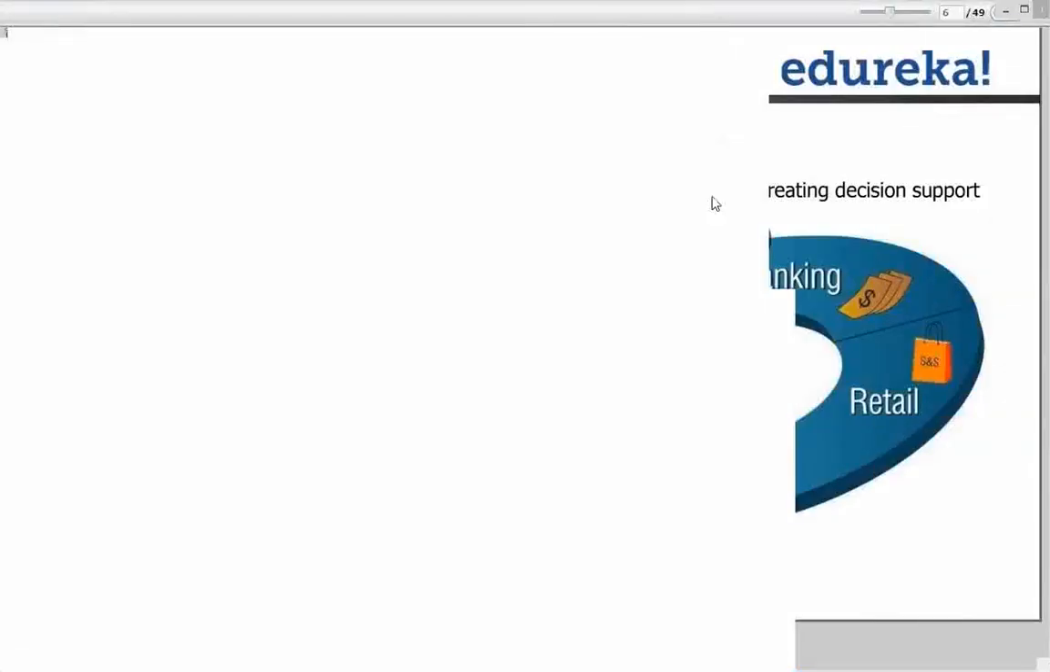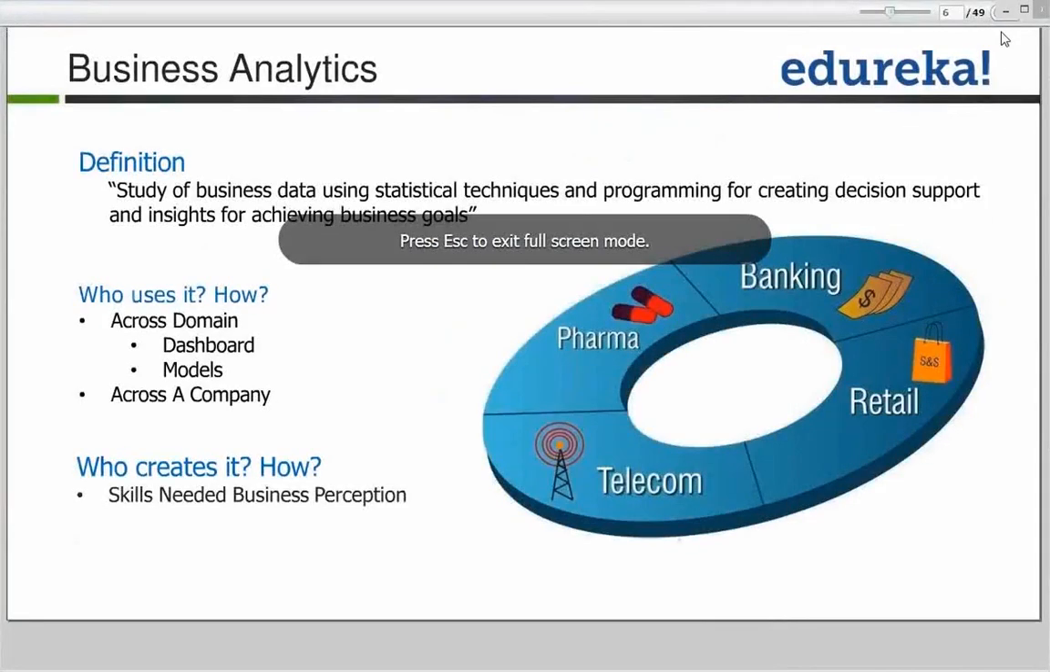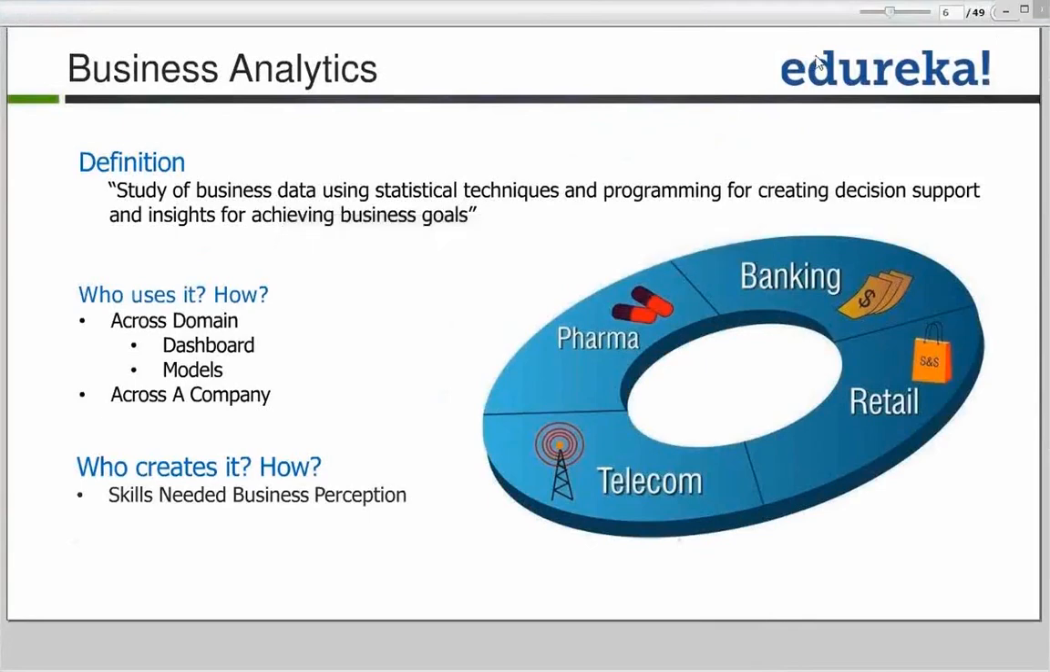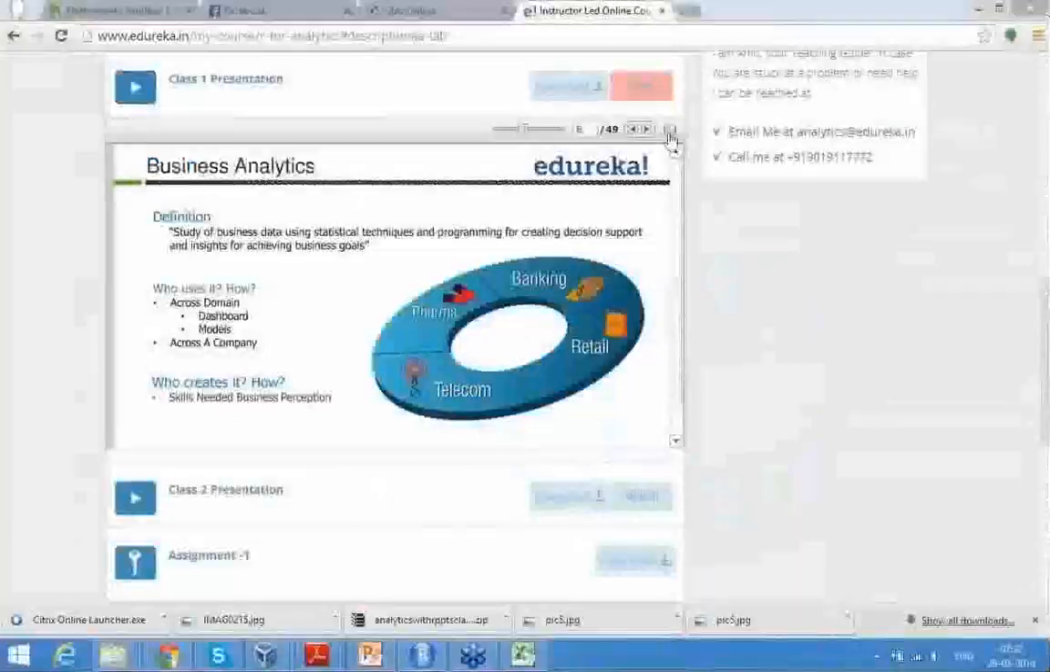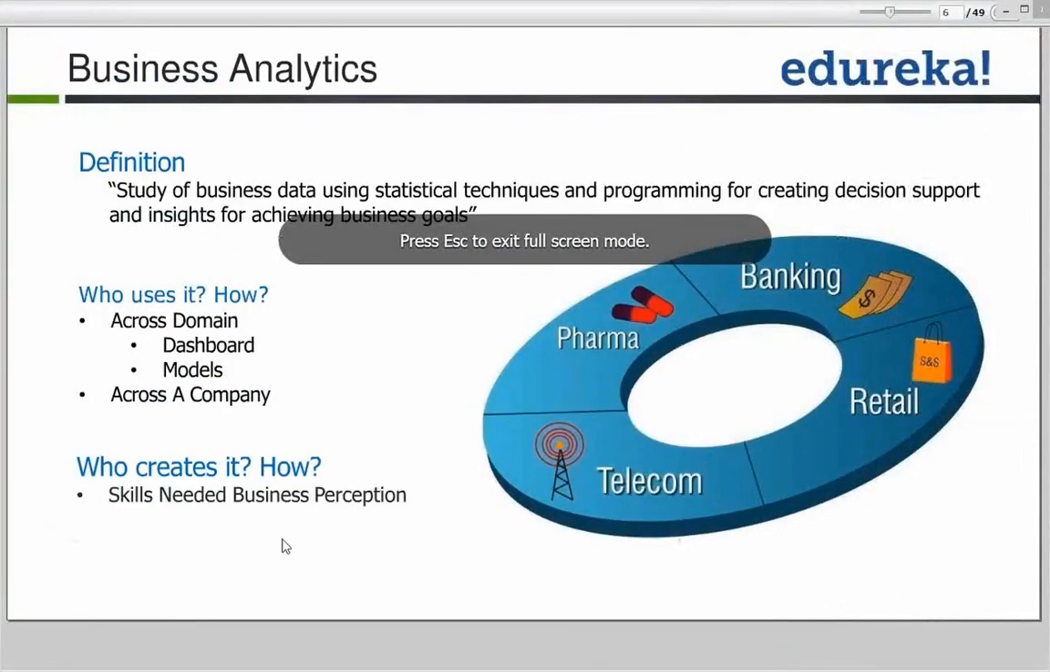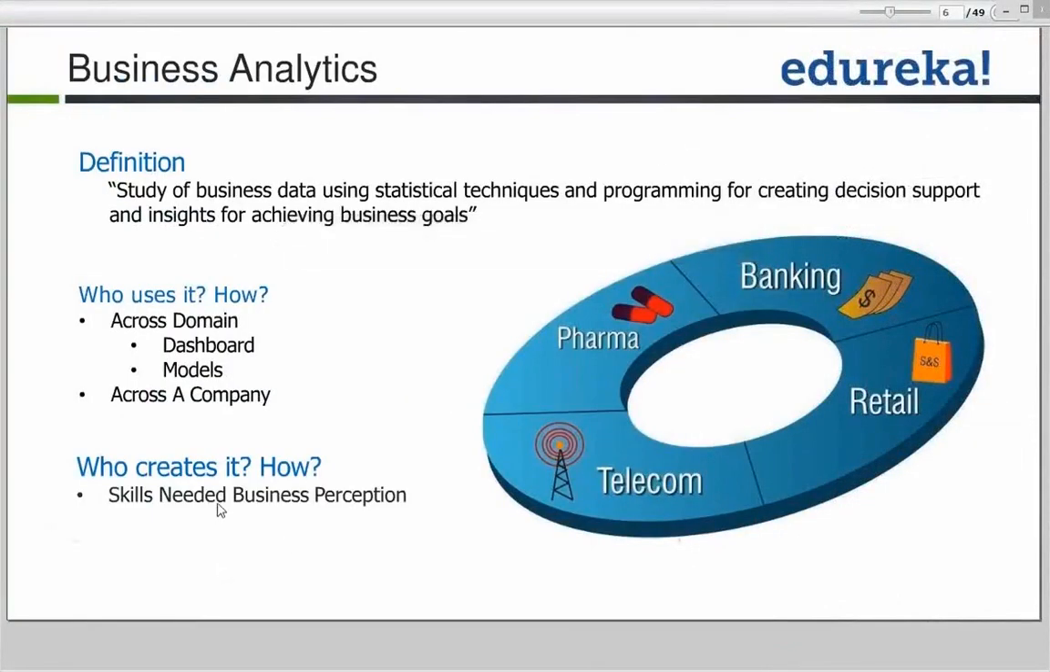Okay, so moving on. These are the different domains where we described that business analytics is used very commonly. So who creates it? Who does the analytics? Who creates the models? And what are the skills needed? So let us look into that.